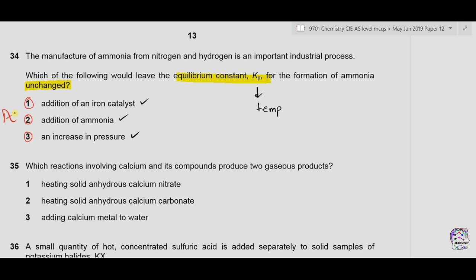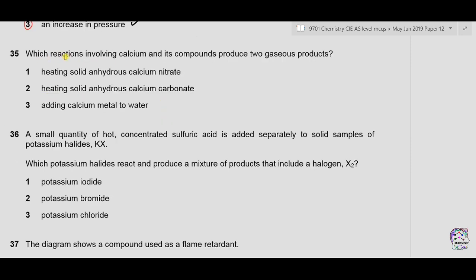So the answer is A. Question number 35. Which reactions involving calcium and its compounds produce two gaseous products? First one is heating solid anhydrous calcium nitrate.